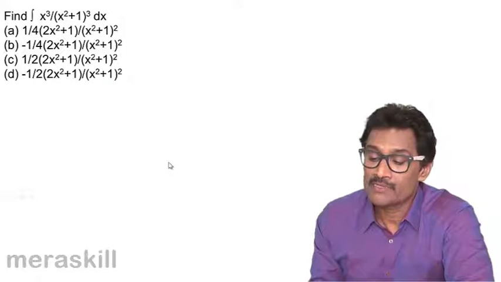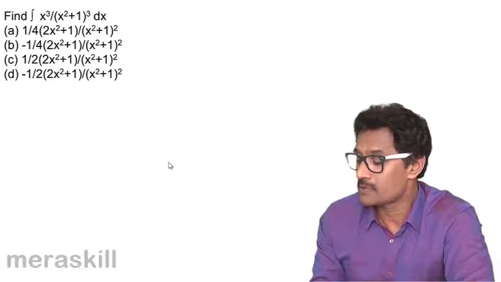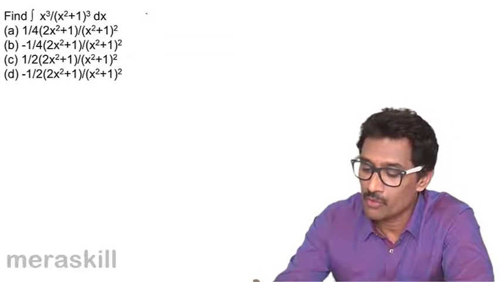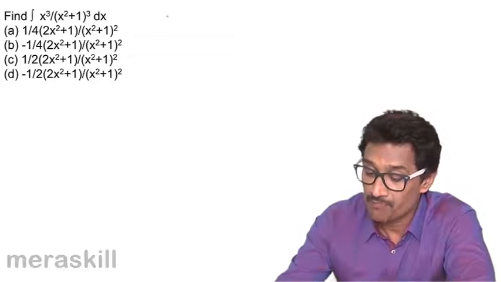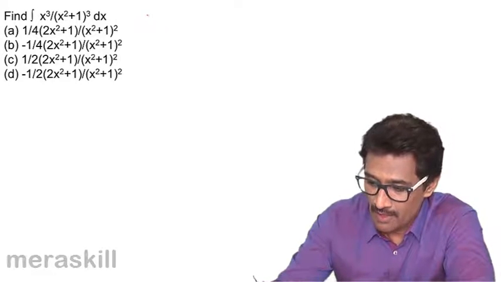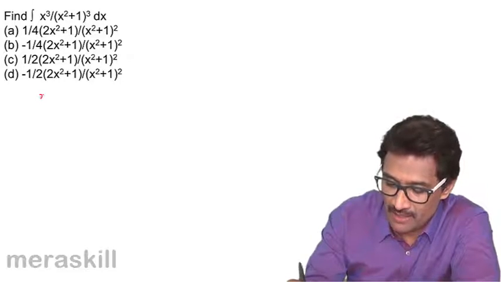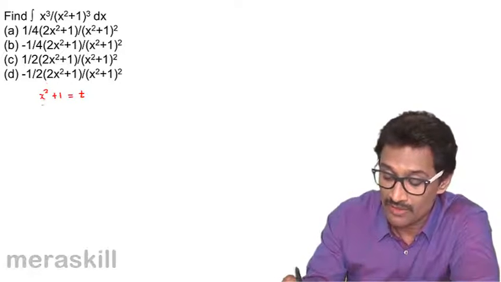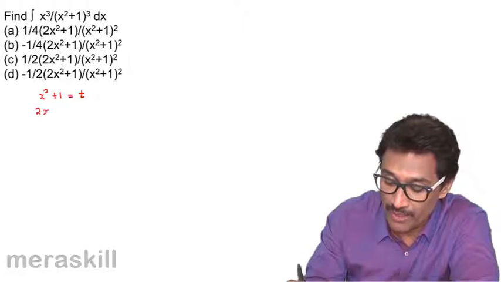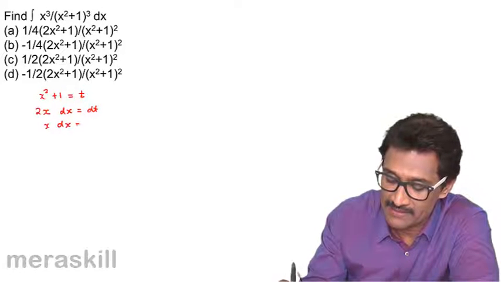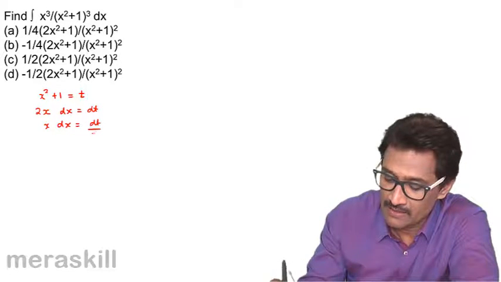Now we have x cube upon x square plus 1 into x cube. Now here we may have to modify the whole thing. So we can take x square plus 1 as t. So eventually you end up getting 2x dx as dt. So you get x dx as dt by 2.